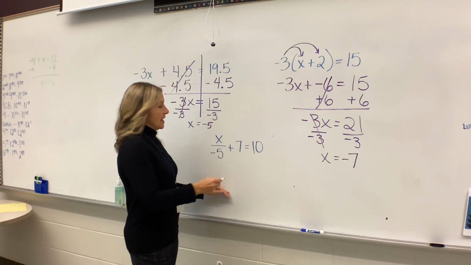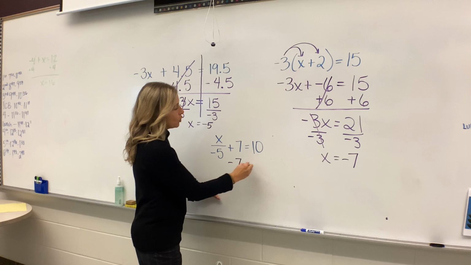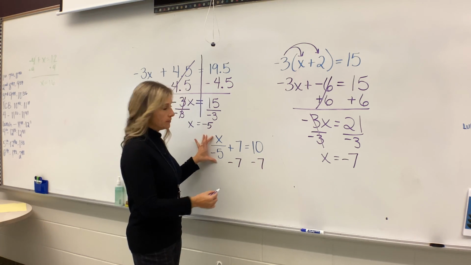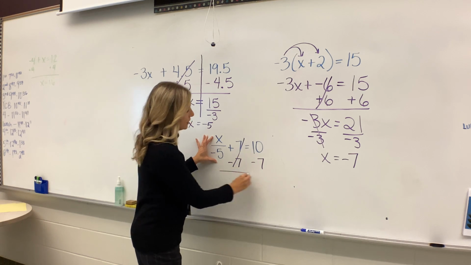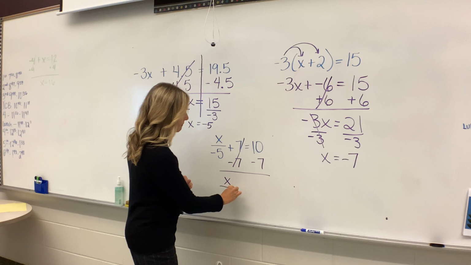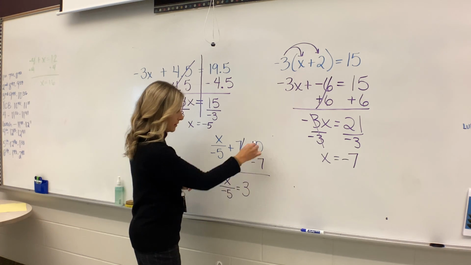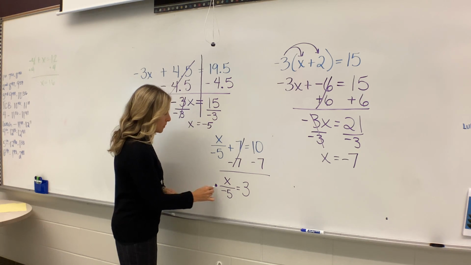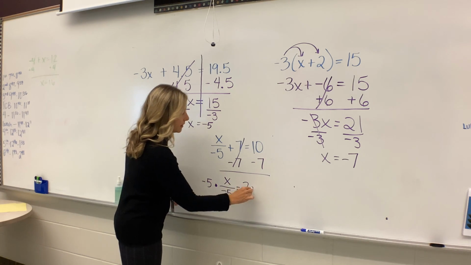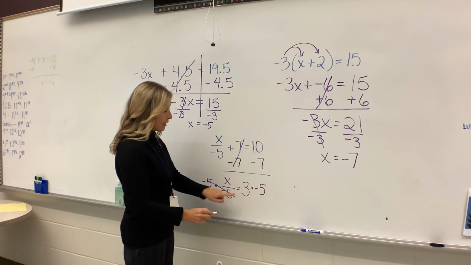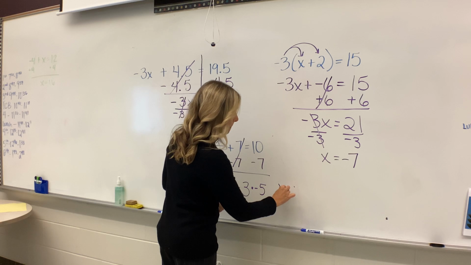Last one. They're adding 7. I'm going to subtract 7. Don't be alarmed by this fraction. I always get rid of the addition or subtraction first. This says x divided by -5 is 3. 10 minus 7 was 3. The opposite of dividing is multiplying. And my solution is x equals -15.